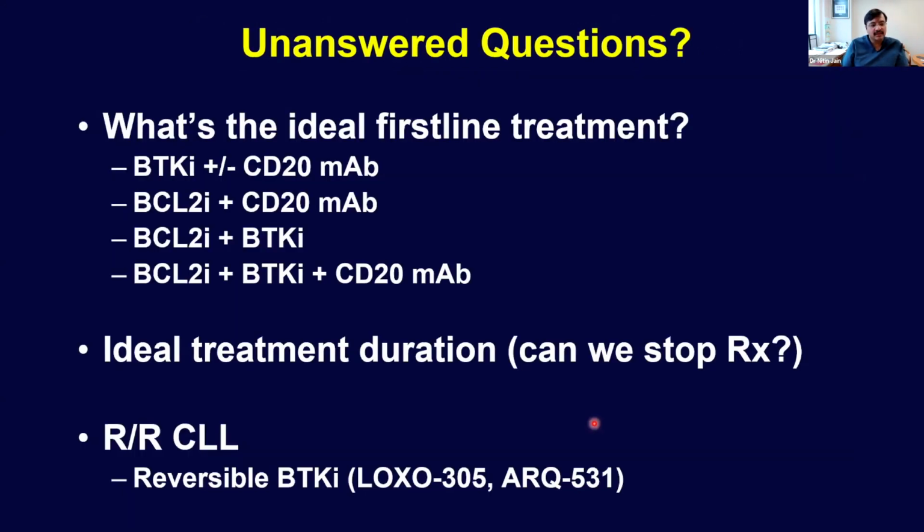So this is my last slide, a conclusion, but also some unanswered questions. In the first line therapy of CLL, certainly a BTK inhibitor is approved. You can use it with and without CD20 antibody. We generally use it without. Venetoclax plus obinutuzumab is approved. But then the real question is, do we need CD20 antibody? Can we just do venetoclax plus a BTK inhibitor? Or do we need all 3 drugs together? So a lot of these trials are happening right now, and we'll see how that plays out.